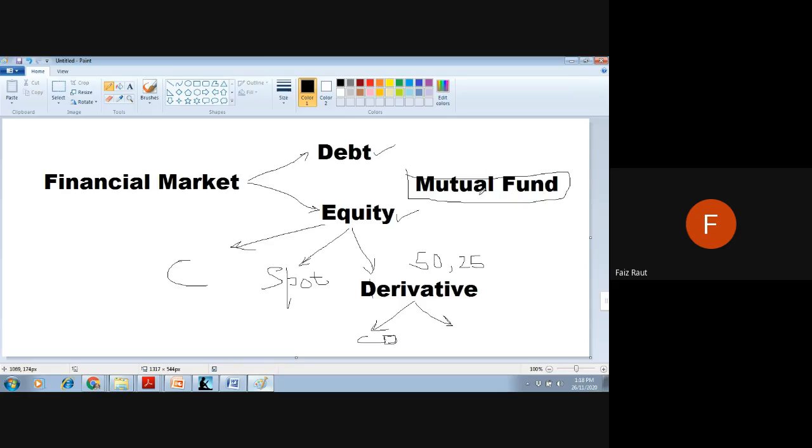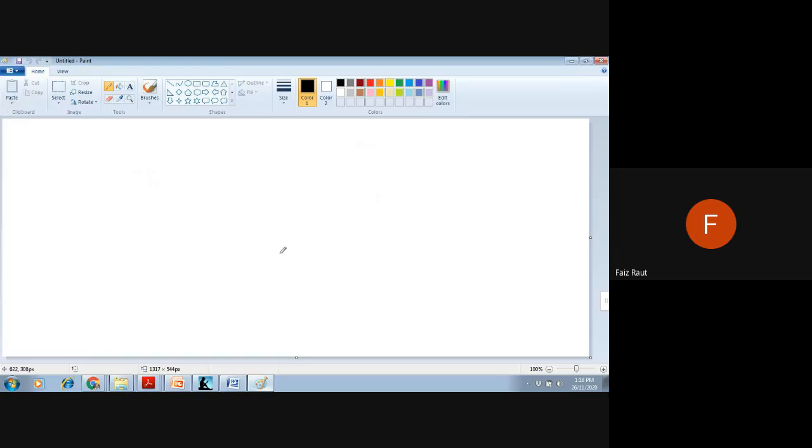Now how is this mutual fund created? This is a pool. It can be a swimming pool or a pond or anything. Okay, this is a pool.